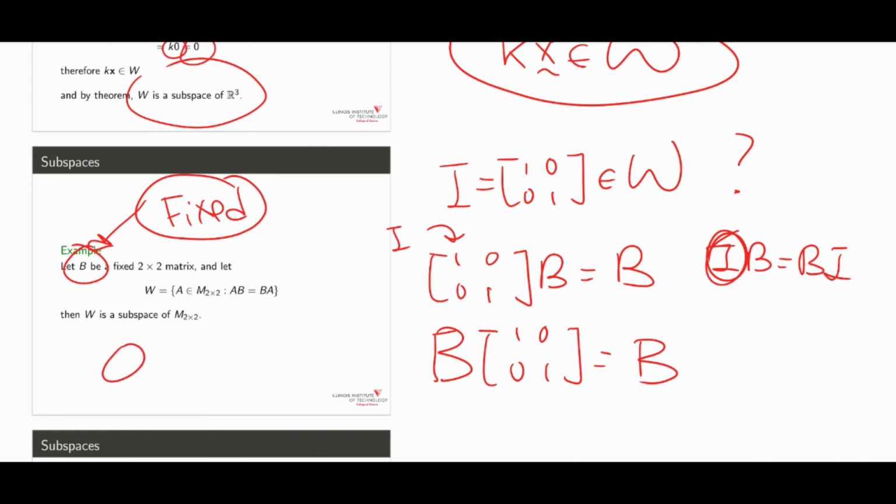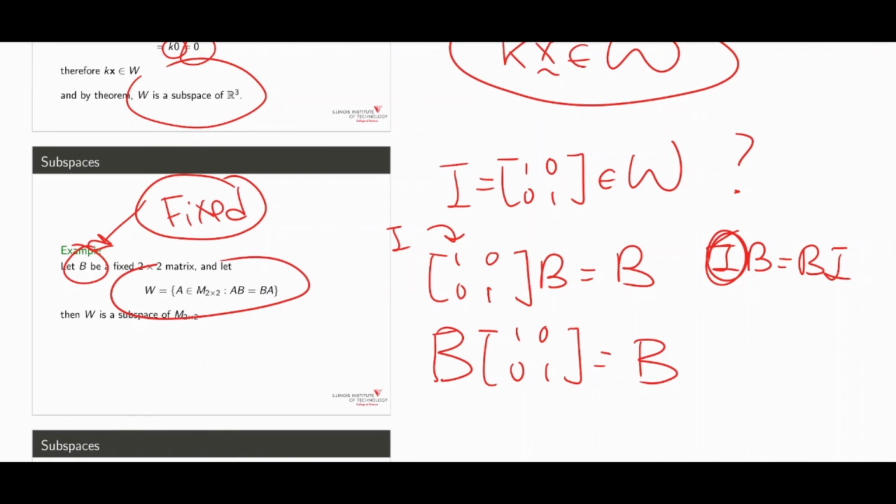So we know the 0 matrix is in it. The identity matrix is in it. What else is in W? This is going to be a very tricky question. I actually have no answer to that because I don't know what B is. But we know that this is not an empty set.